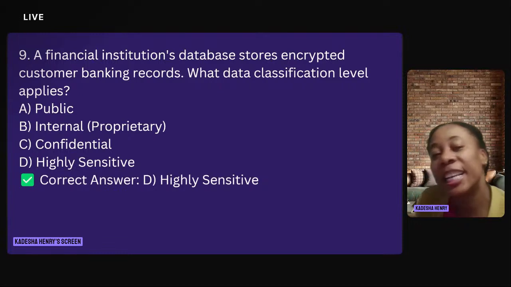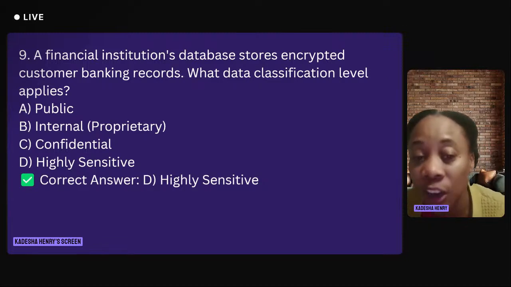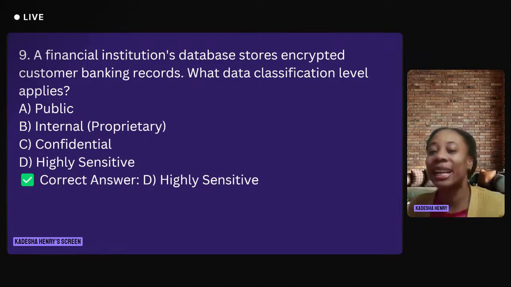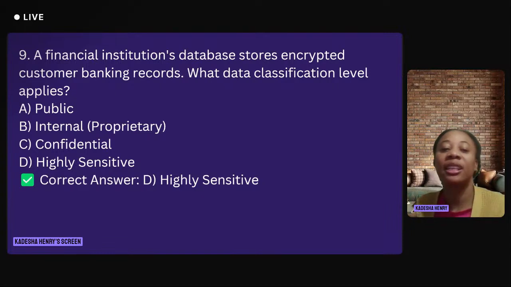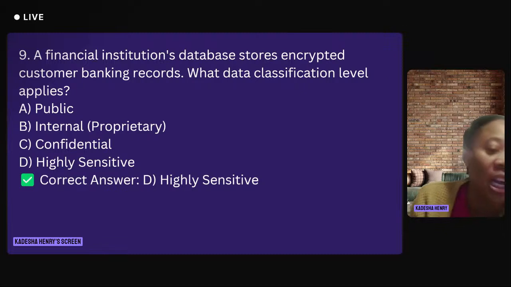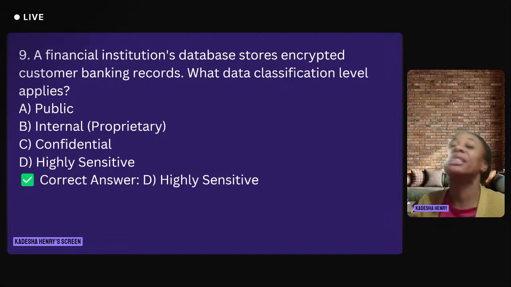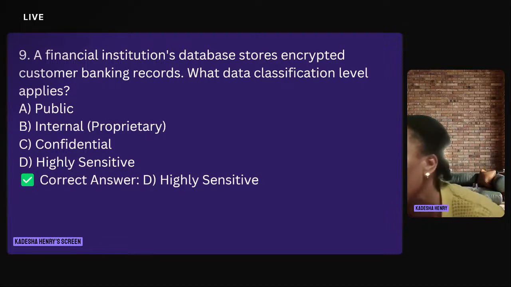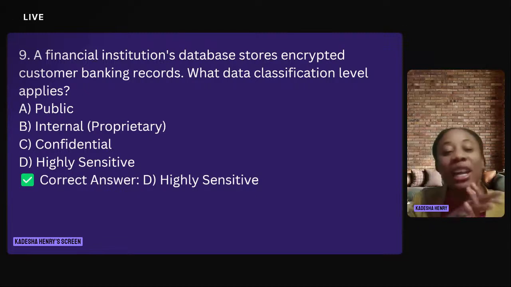A financial institution database stores encrypted customer banking records. What data classification level applies here? Public, internal, confidential, highly sensitive. So we say that this will be highly sensitive data, right? We have to encrypt it so that even if it gets out, no one is able to decipher it.